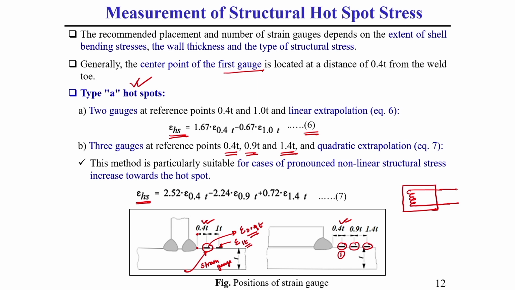This strain gauge is generally connected with a data logger system. This is connected to a data logging device, that is DAQ. Let us consider the DAQ. This DAQ is generally connected to a computer, and DAQ means data acquisition system.